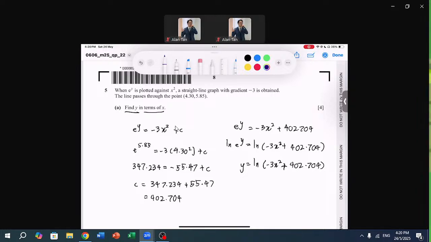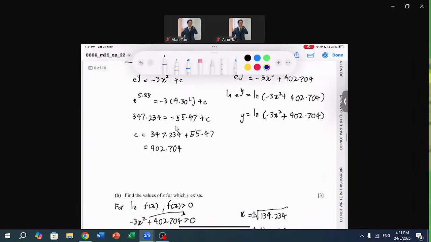Now x minus 3, 4.306 squared, alpha equals e to the power of 5.85. That's 400, 2.705. Okay, yep. And yep, that's correct.